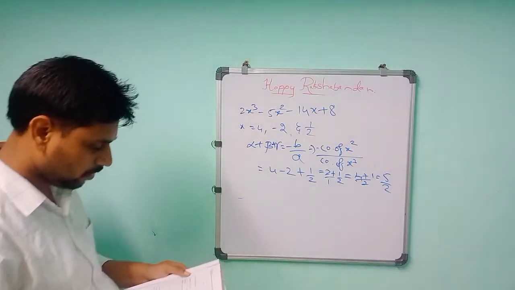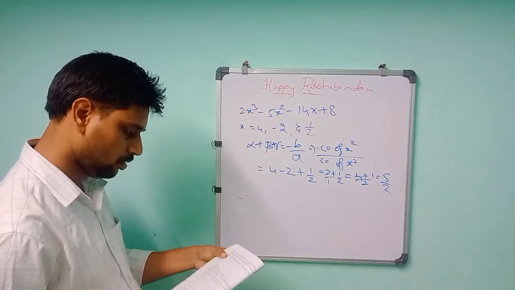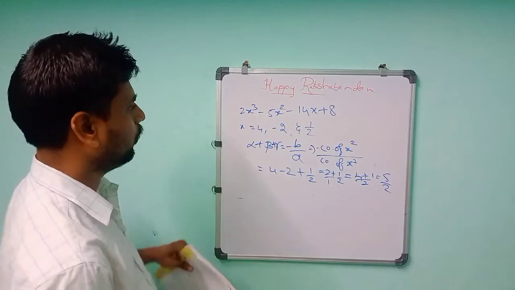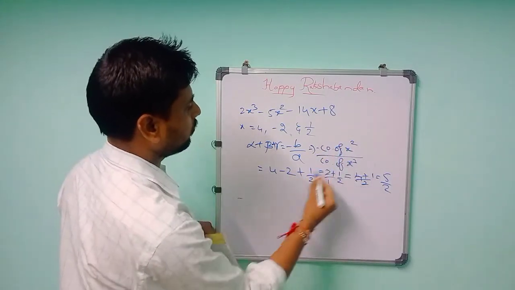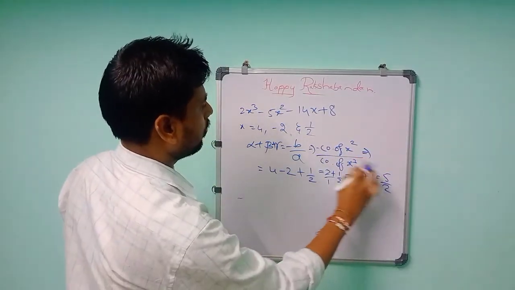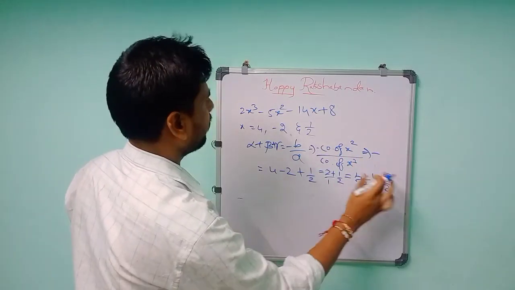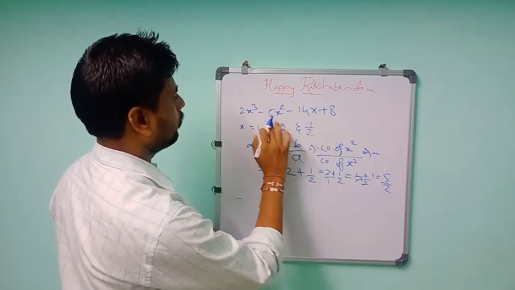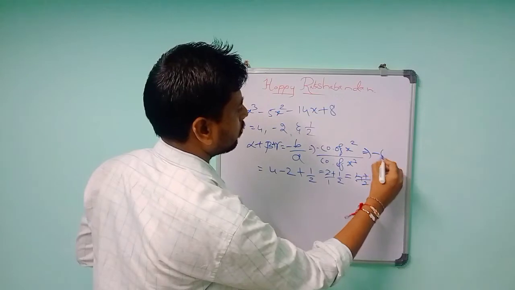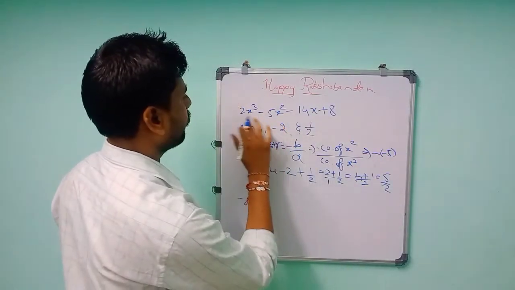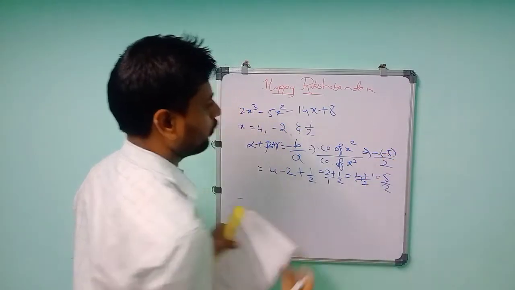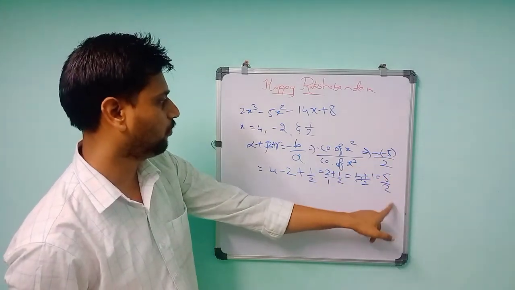So the answer will be 5 by 2. If you take this value, with the minus there, you put 5 by 2. Here b is minus 5, so minus 5 divided by the coefficient of x cube, which is 2. It is satisfying, because minus into minus gives 5 by 2.